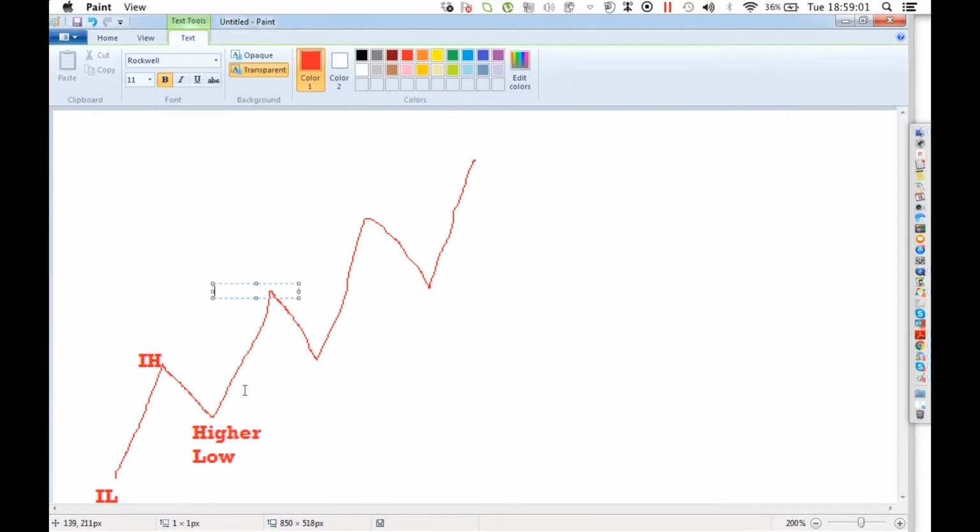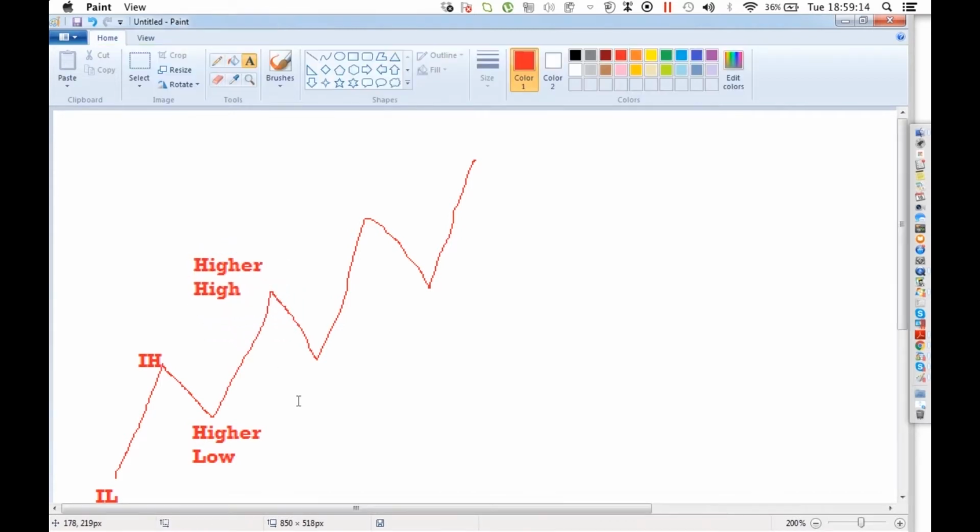Or now, instead of making a new structure high, it's called a higher high. So now we're giving them proper definitions, the new structure low and new structure high. So it makes a higher high. So that's when you know that we are in a bull trend, when we are in an uptrend, when there are buyers in the market. We have a higher high.